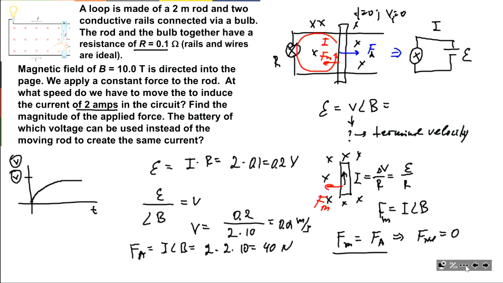The battery of which voltage can be used? Well, 0.2 volts. The equivalent battery should have the same terminal EMF. We just need to remember that when we use these calculations, we use final values when everything stops changing. Because EMF also changes from 0 when it was at rest initially to that final value.